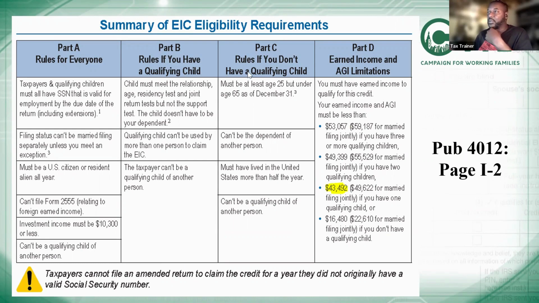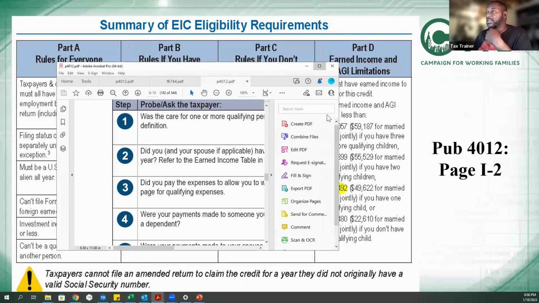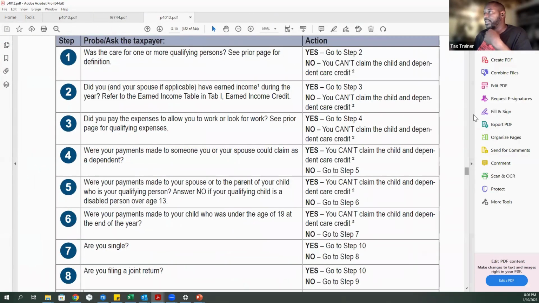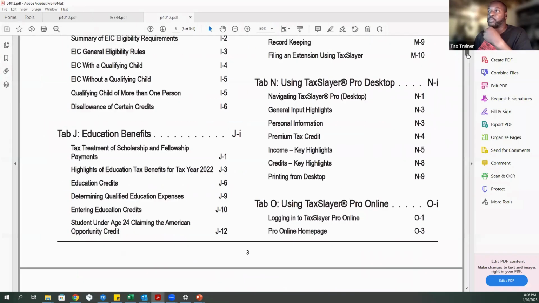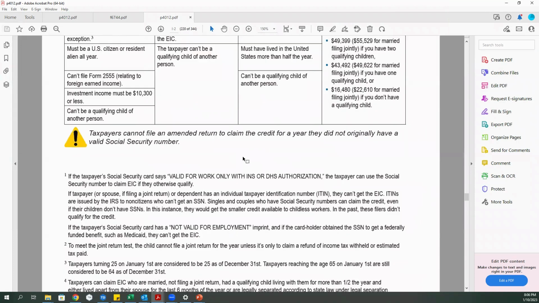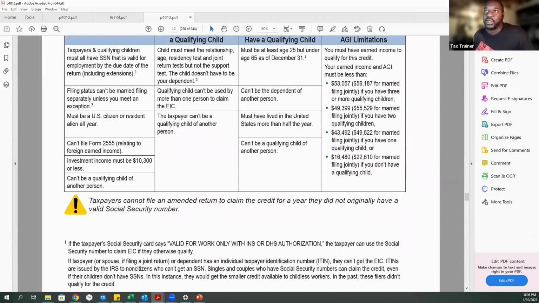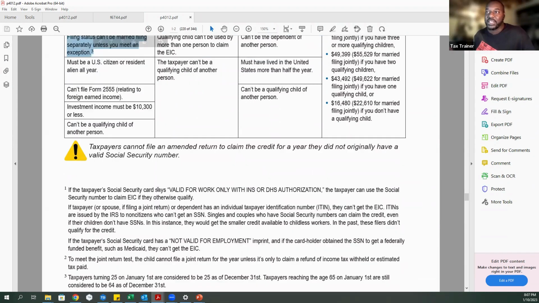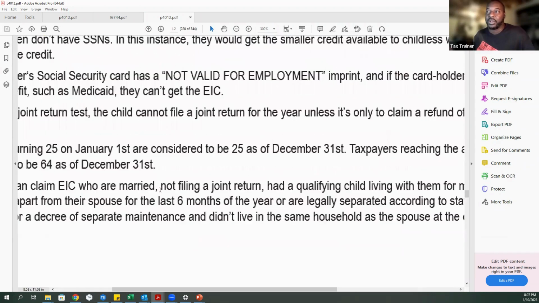In your 4012, I think it's the second page. I want to break down that bullet. So this bullet here, there's a little asterisk. It says filing status can't be married filing jointly or separately unless you meet the exception. So the exception is here.